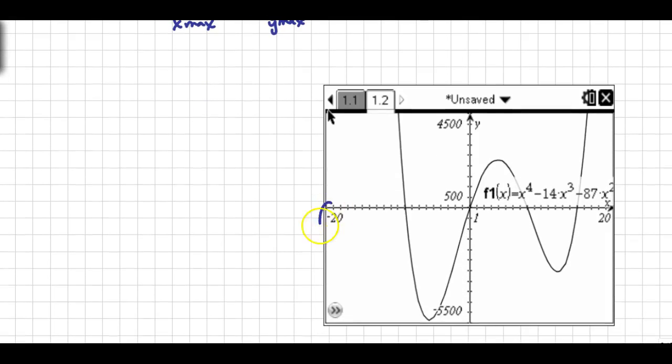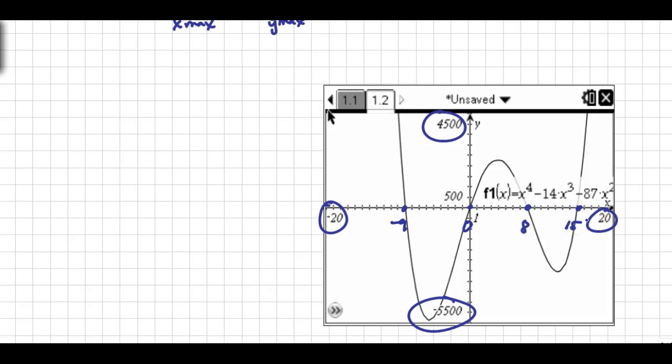The window that I ended up using was negative 20 to 20 for x and negative 5500 to 4500 for y. Then we can go through and find where exactly all of those x-intercepts occur. On mine, you can actually physically count the hash marks and figure out where they occur. They occur at 0, negative 9, 8, and 15.